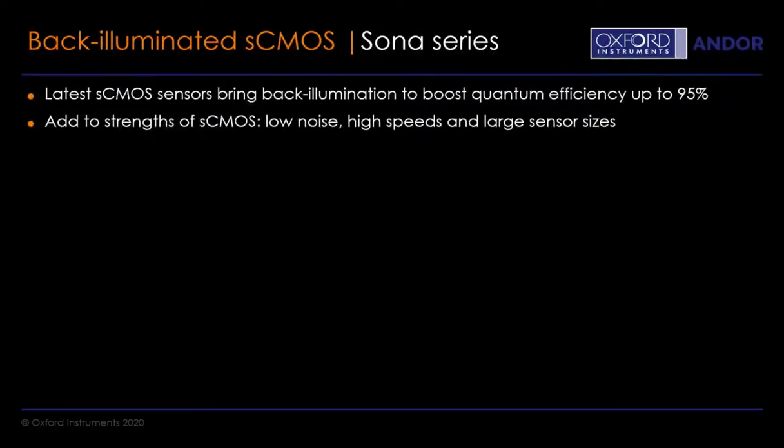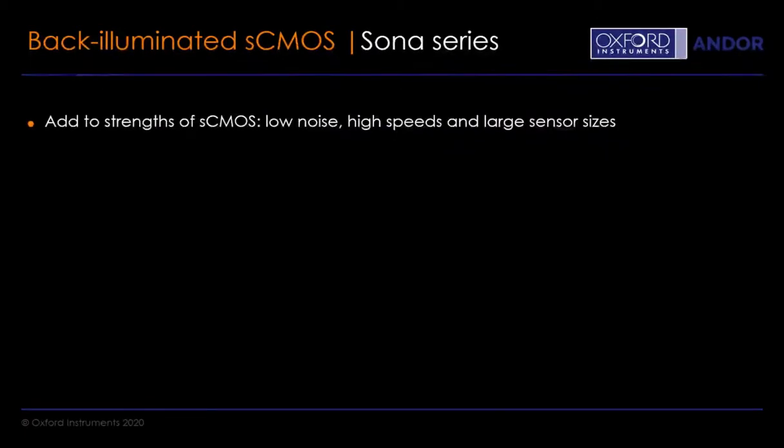In terms of the back illuminated sCMOS cameras, these latest sCMOS sensors bring back illumination, which, without going into the detail of that, which you can check from the Andor website, what this has the effect of is boosting the quantum efficiency of the sensor up to a similar level to the EMCCD cameras, up to around 95%. And that adds to all of the original strengths that sCMOS is known for, so the low noise, the high speeds, and the large sensor sizes. So it's no surprise that it's these types of sensors that are the most commonplace for general microscopy applications.